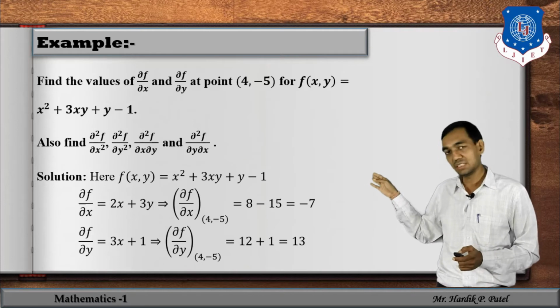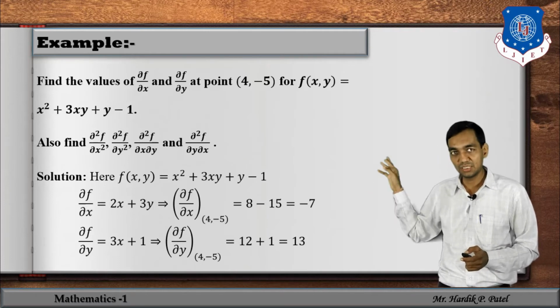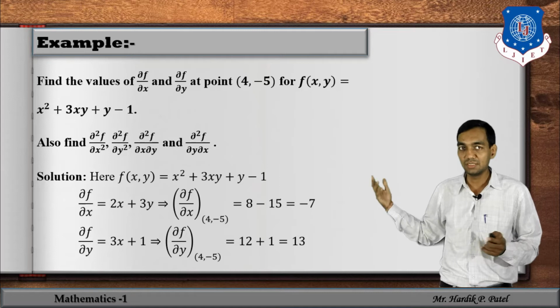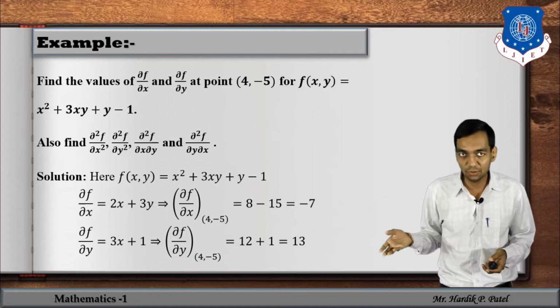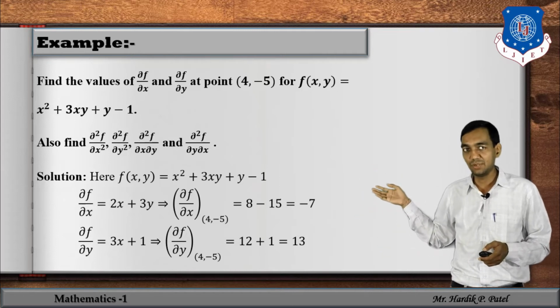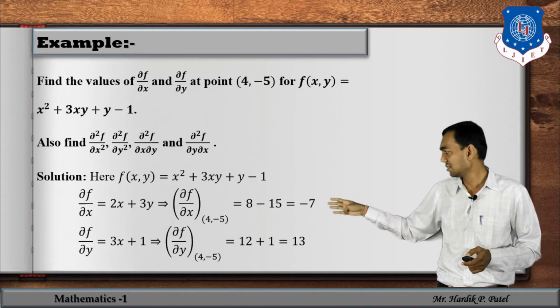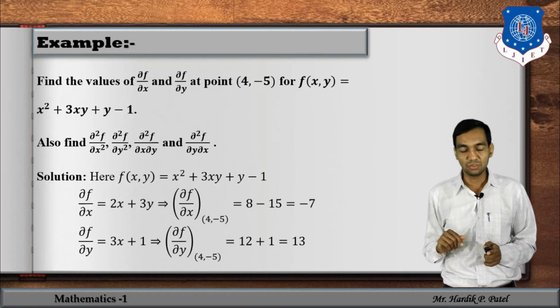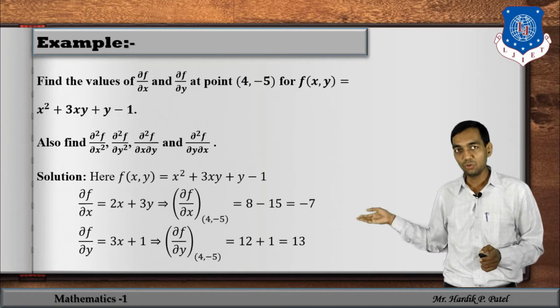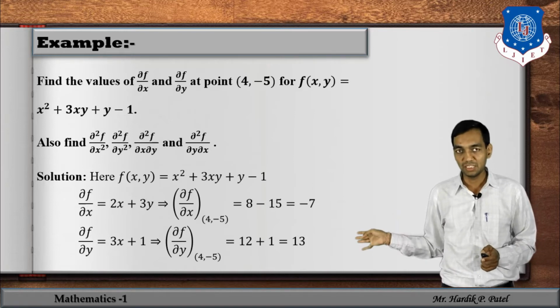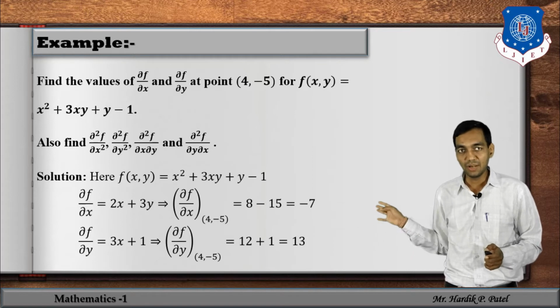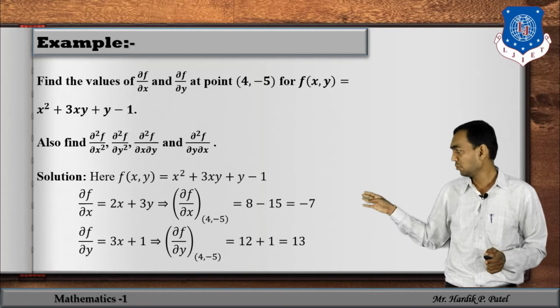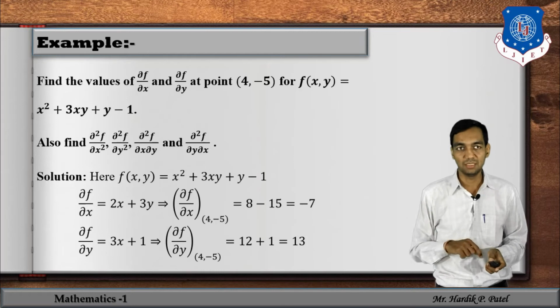y is treated, and y minus 1 is treated as a constant because y is constant and a constant has derivative 0. So that term has derivative 0. So finally the answer of del f by del x will be 2x plus 3y. Now you have to put the point (4, -5). So x has value 4, y has value -5. That will give 8 minus 15, that means -7.